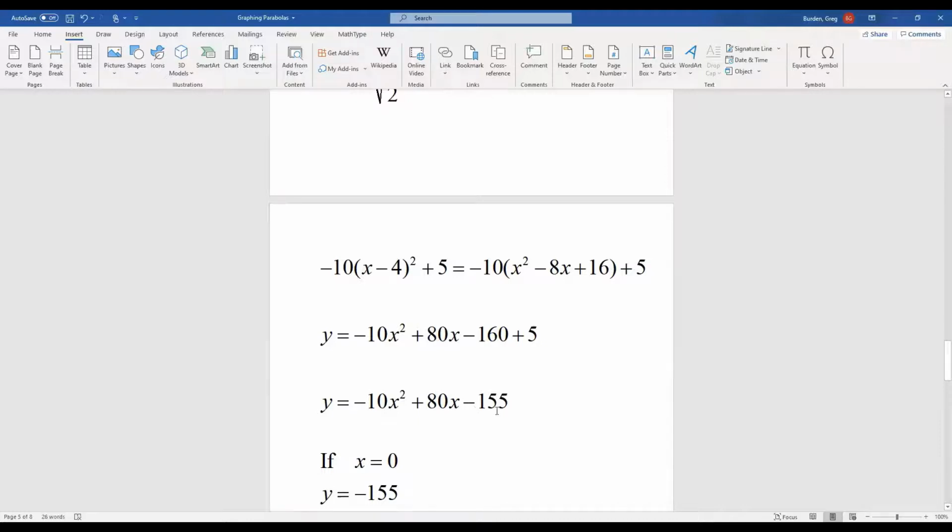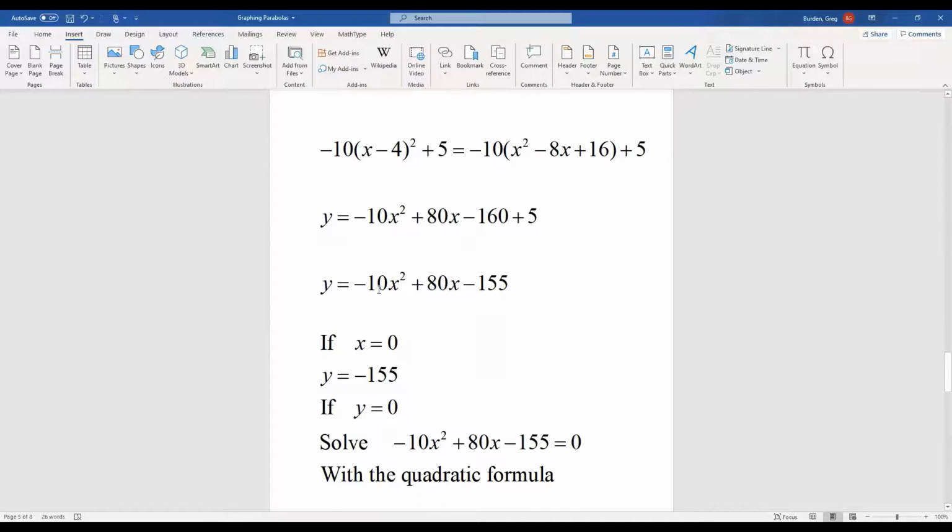You can see here we get -155. You may remember that from before because now we can see if x is 0, this term is 0, this term is 0, y is -155. If you have this, this is typically referred to as ax squared plus bx plus c form, or sometimes called standard form.